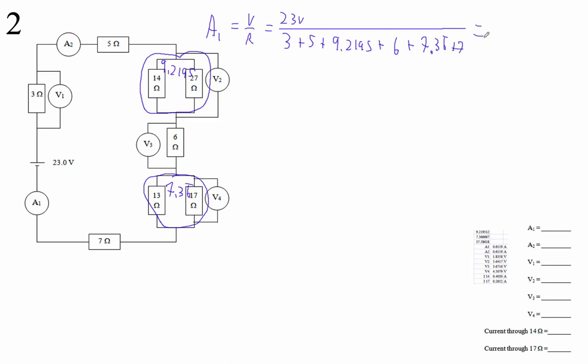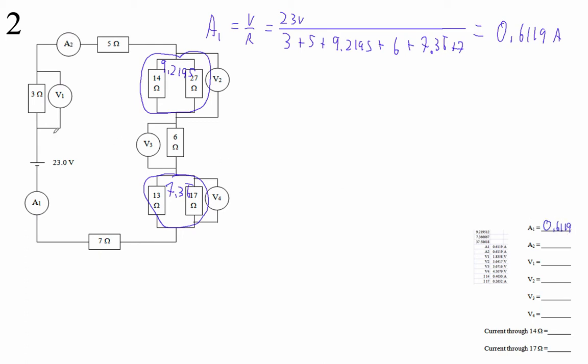Let's figure this out. All right, let's clear this bad boy. 23 divided by, left parenthesis, 3 plus 5 plus. Now I got to find that 9.2195 guy. I'm using my up arrow on my calculator, just go up, up, up, grab this guy. Plus 6 plus 7.3666, let's find that guy. So now up arrow. There we go. Plus 7, end parenthesis. And this is 0.6119 amps. So that is this guy.